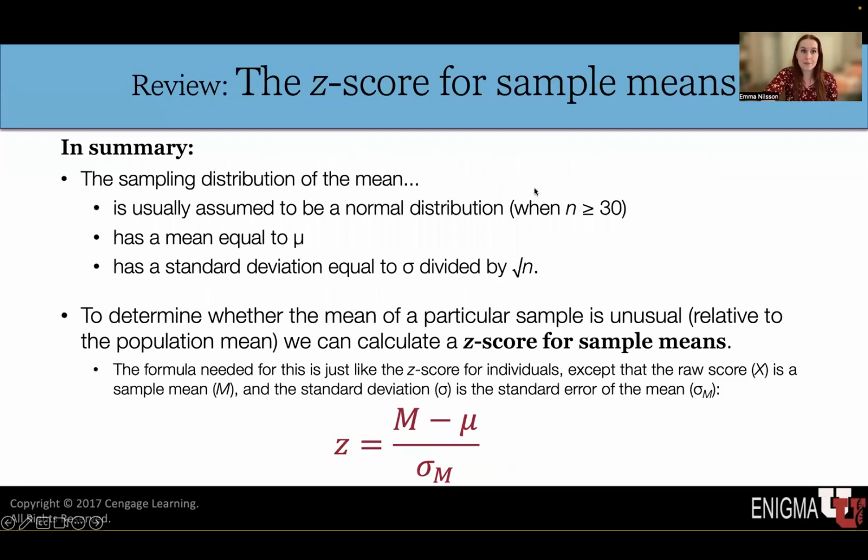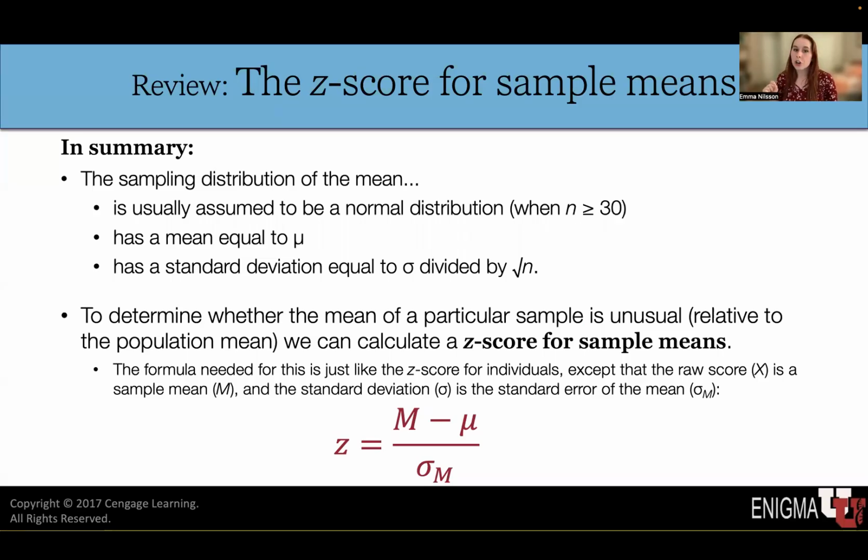So in summary, the sampling distribution of the mean is usually assumed to be a normal distribution when the sample size is greater than or equal to 30, which it generally is. It also has a mean that is equal to the population mean and has a standard deviation that is the standard error of the mean, or the standard deviation divided by root n.